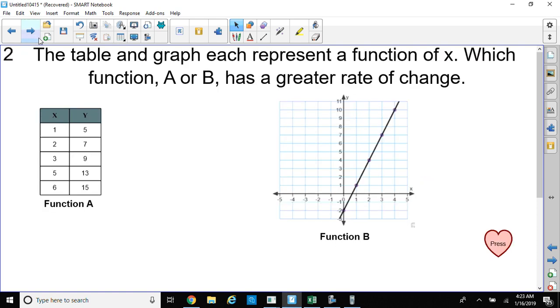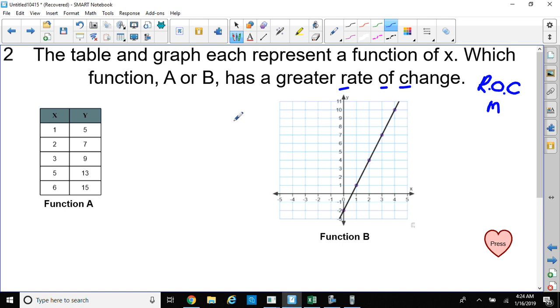All right, here's our second question. The table and the graph each represent a function of x. Which function, A or B, has the greater rate of change? When they say rate of change, I tell my students, when you see that phrase, take the first letter of each of those words and you spell out the word ROC, which is another word for slope. So let's find the slope of function A.